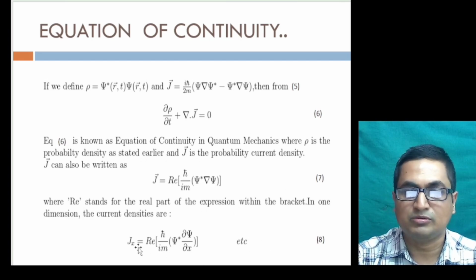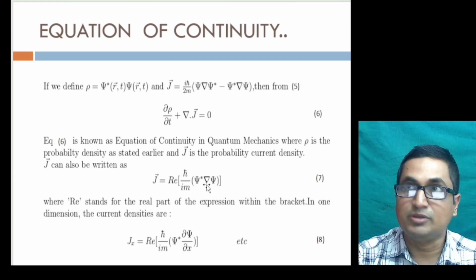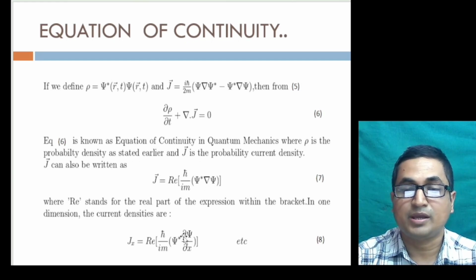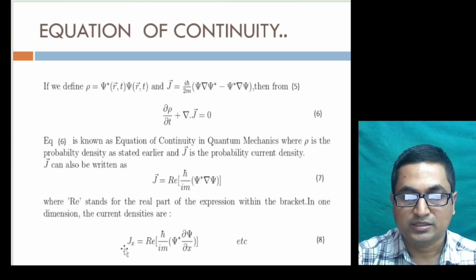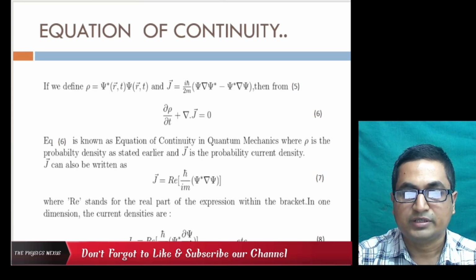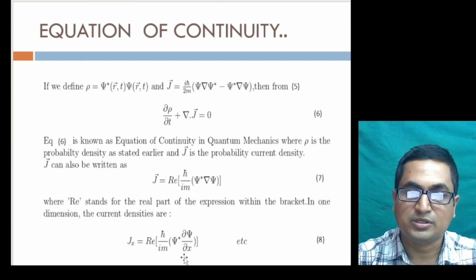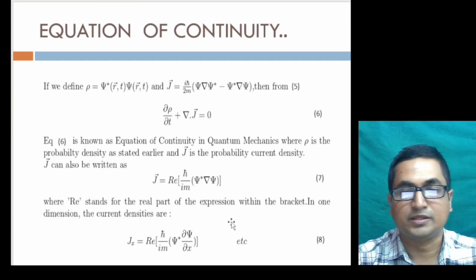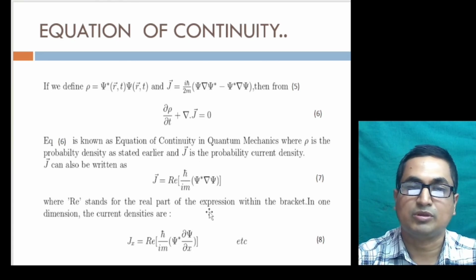For one dimension, say the x dimension, the nabla symbol will be replaced by del by del x. For jy it will be the real part of h-bar by i m, psi star del psi del y. For jz it will be the real part of h-bar by i m, del psi star del psi del z. So for other dimensions we only replace x by y or y by z like that. And for the one-dimension case, this nabla will be replaced by x, y or z, whatever we think of.